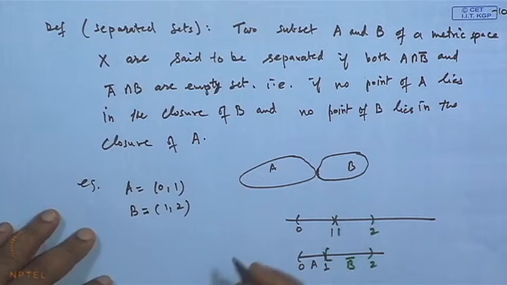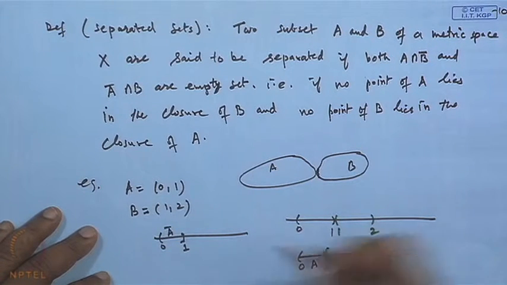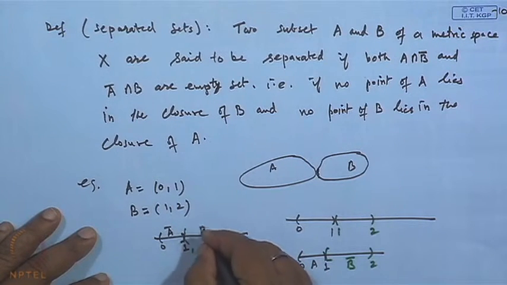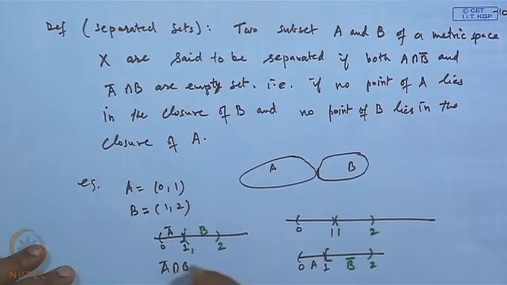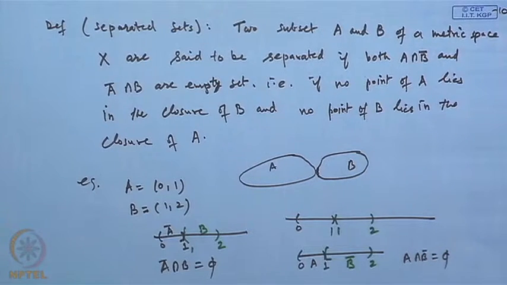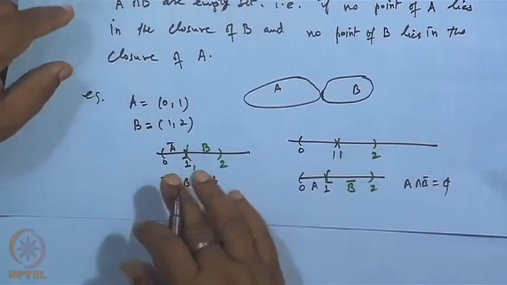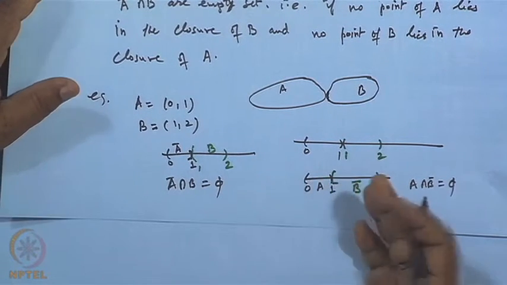Similarly, if we take the others, this is 0 and 1, this is the closure of A, and the open set (1,2) is our B. So, A bar intersection B is empty, and A intersection B bar is also empty. So, A and B are separated sets. Okay. There is a difference between disjoint sets and separated ones. Separated sets of course are disjoint, but disjoint sets may not be separated.